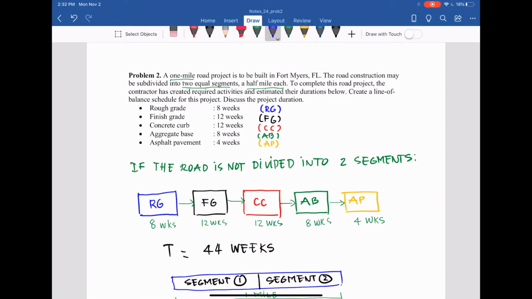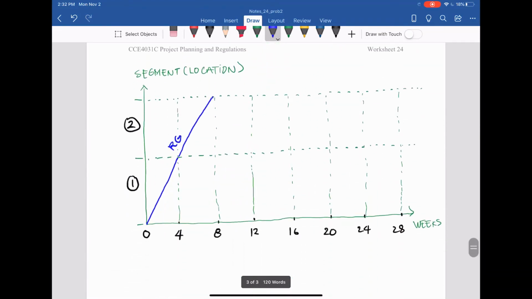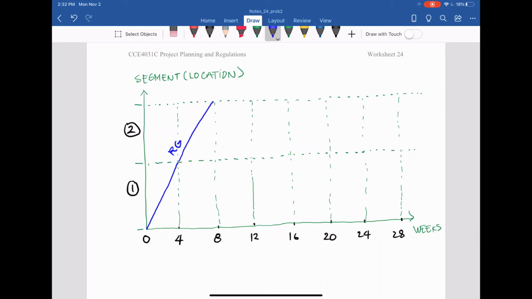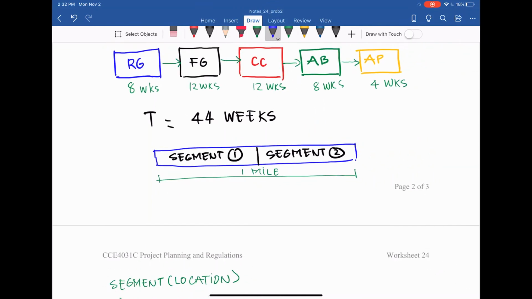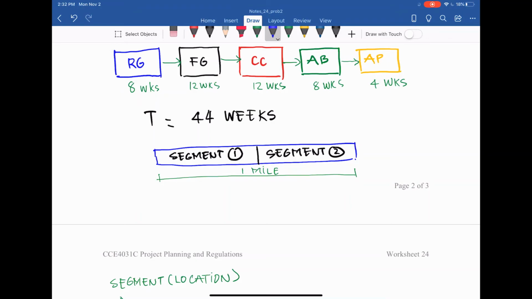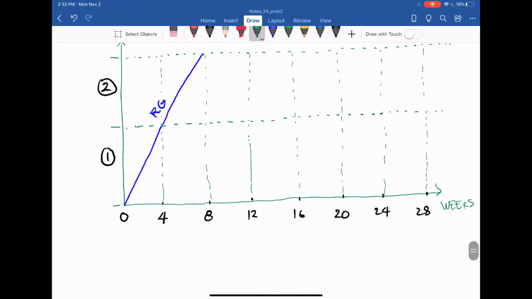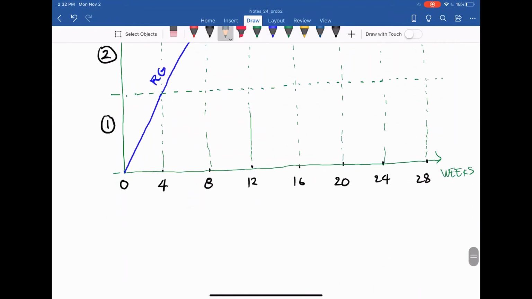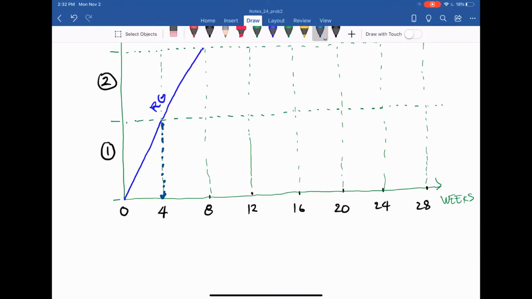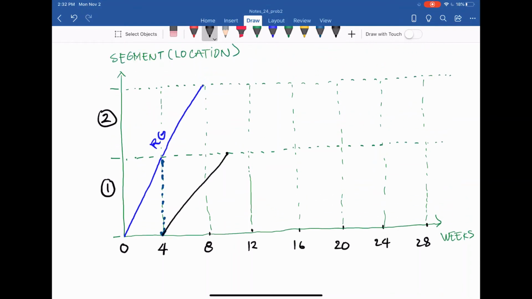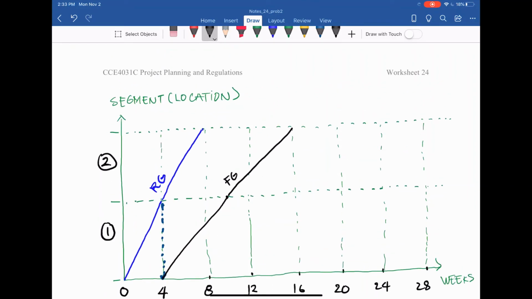And then the next one is finish grade, and that is 12 weeks. So each segment needs 6 weeks. So after the rough grade finishes segment 1, as you can see here, then we can jump the finish grade into segment 1, and the rough grade continues in segment 2. So what does that mean? After rough grade finishes segment 1, let's show with the pencil here, go down to this segment, and we can continue with the finish grade, and it's 12 weeks. So each segment is 6 weeks. So that is 6 weeks from week 4 to week 10, and then let's continue, and it will stop at week 16. So that is finish grade, and the total is 12 weeks, as I showed you in this schedule.